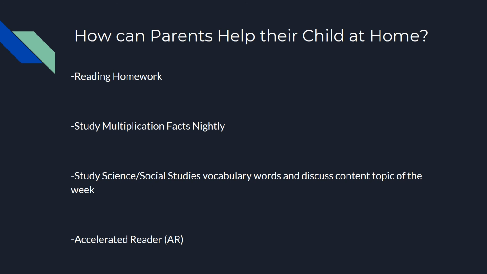You may be wondering how you can help your child at home. One way is their reading homework. Reading homework will be given every Monday, and it will be taken up on Friday for us to review together. Study multiplication facts nightly. Study science and social studies vocabulary words, and discuss the content topic of the week. Also, Accelerated Reader. Students will have the opportunity to check out books each week. After finishing the book, students will be able to take a quiz to show their understanding.